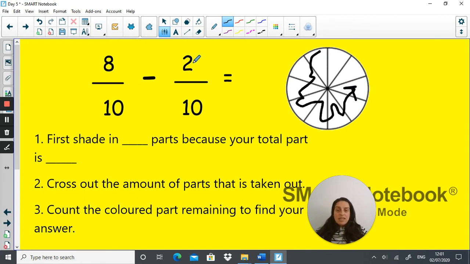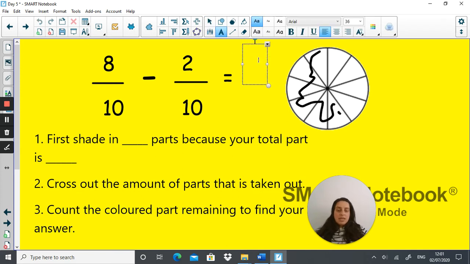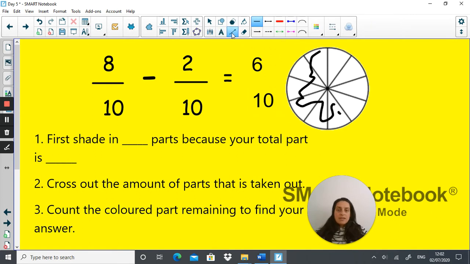Okay, if I was going to take away 2 parts, I'll just use the rubber, I think, be the easiest thing to do. Oh, there it is. I'll cross out 2 parts. Taking away, is this working? Yep, it is a bit slow. I'll drop out 2/10, and I'm left with 1, 2, 3, 4, 5, 6 parts. So it'd be 6/10. Fabulous. Good job, guys.